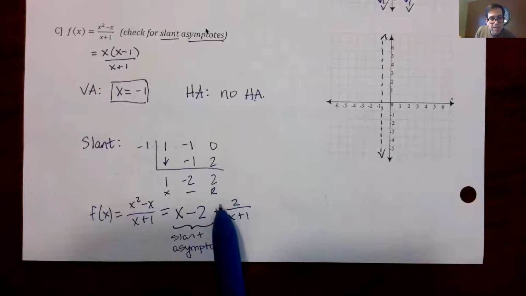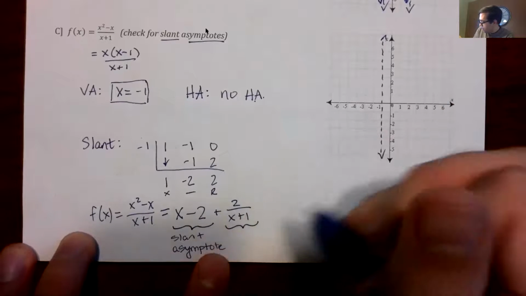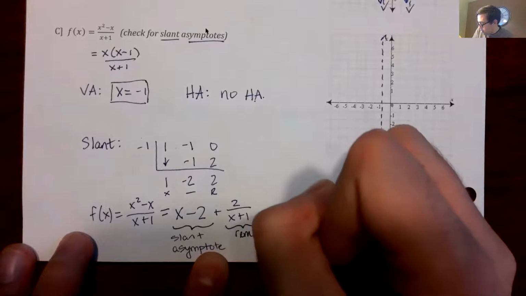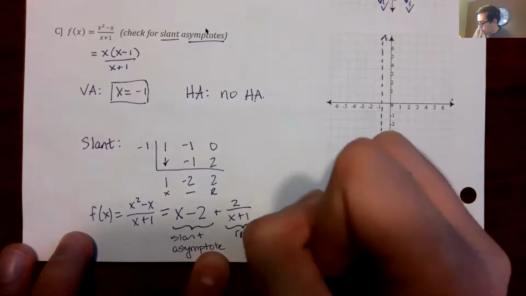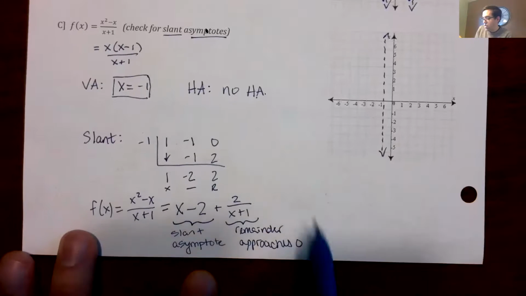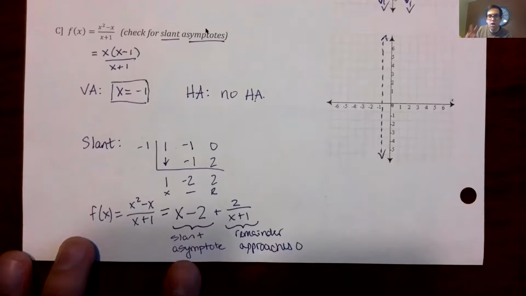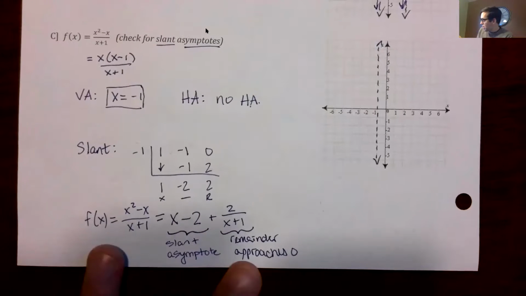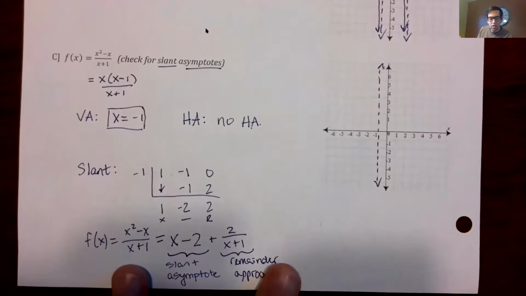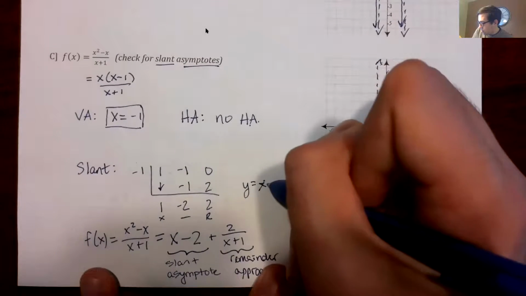So what that means is that as we get bigger and bigger x's, this chunk right here, the remainder, is going to approach 0. Which means then we're left with this x minus 2. We're left with the rest of it to become our asymptote. So let's sketch that line. So our asymptote is y equals x minus 2.